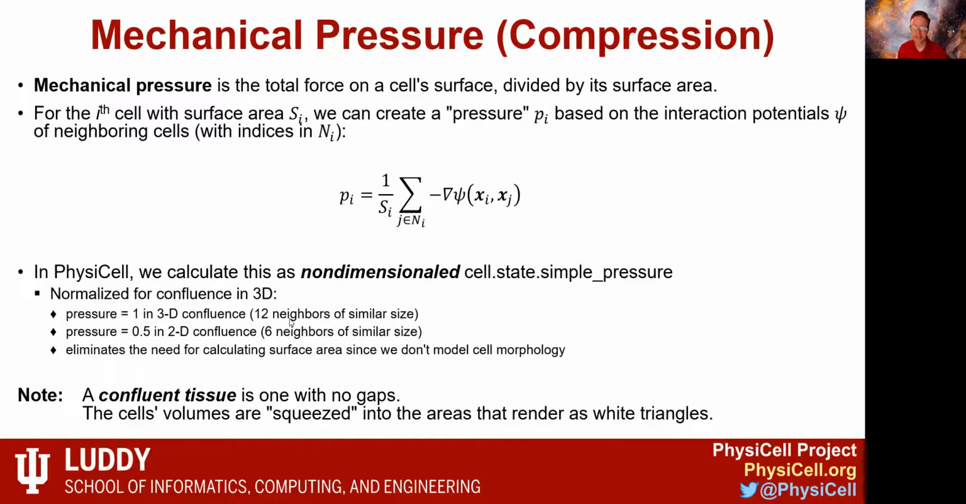Likewise, in 3D, a close packing would give you 12 identical neighbors. And so what we've done is we actually have normalized this for 3D. So in 3D, your simple pressure will be 1 if you have 12 identical neighbors in close packing with no compression. And that means that in 2D, you would only have half the number of neighbors, so your normalized pressure would be 1/2. So that gives you an idea of the scaling of the simple pressure, and then you don't have to worry about surface areas or scaling or weird units.